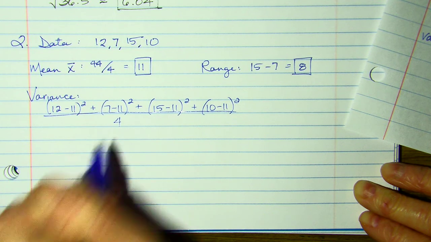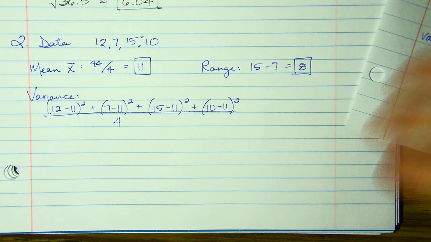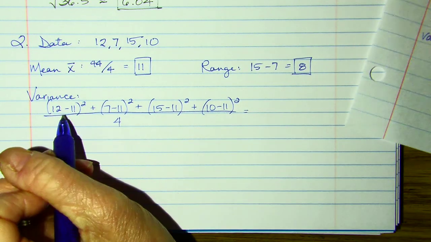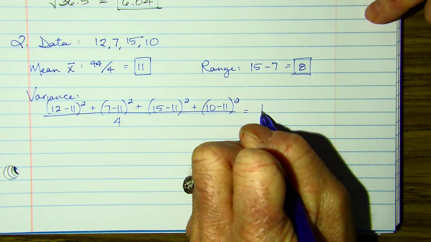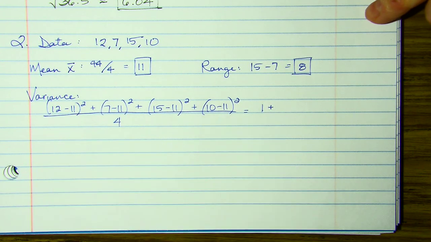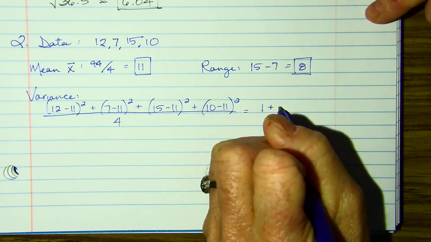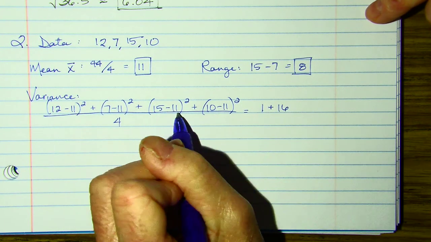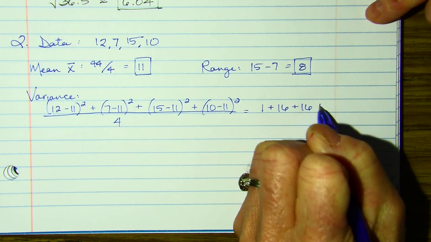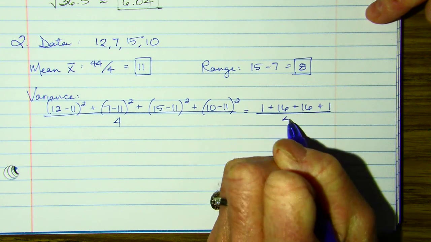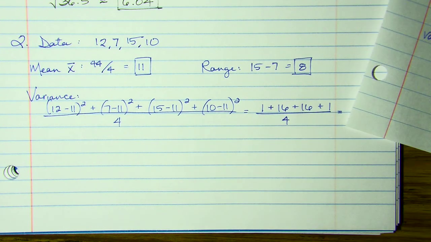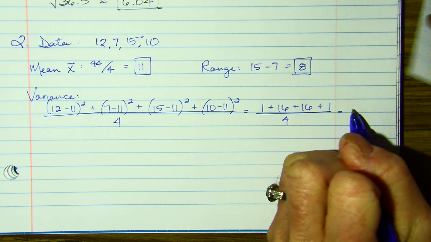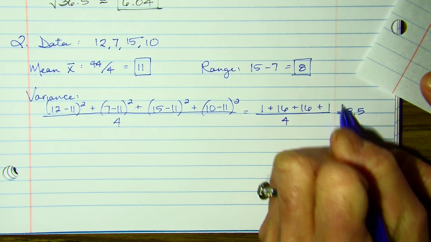And there are 4 pieces of data. So that gives me 12 minus 11 is 1, 1 squared is 1. Plus 7 minus 11 is -4, -4 squared is 16. That again is another 16, and that again is 1, over 4. That gives me 34 divided by 4, which I got is 8.5.